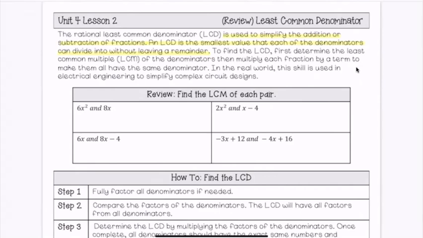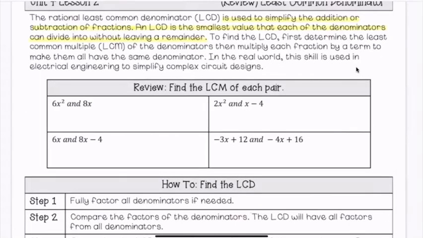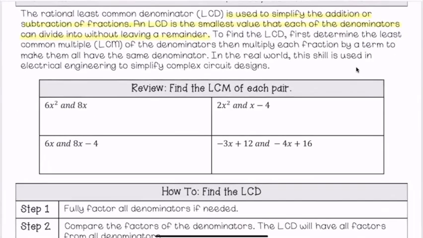And the place you would see this most often in real life is when working in electrical engineering. So if you decide to go that way, be ready for the fractions. Up here at the top, we have a review of least common multiple, because that's what we're going to do to find the least common denominator.